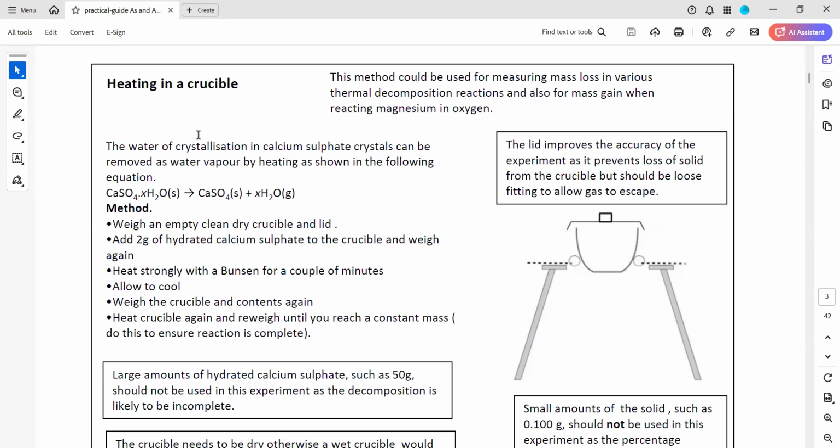How is it done? For example, if you want to find how many moles of water of crystallization are there with calcium sulfate. Compounds which contain water of crystallization, we call hydrated compounds. First, we weigh an empty, clean, dry crucible with a lid. This is a crucible with a lid. We use a balance and measure the mass of this whole apparatus. Then we add 2 grams of hydrated calcium sulfate. It can be any hydrated compound. In this example it is calcium sulfate, but it can be any compound.